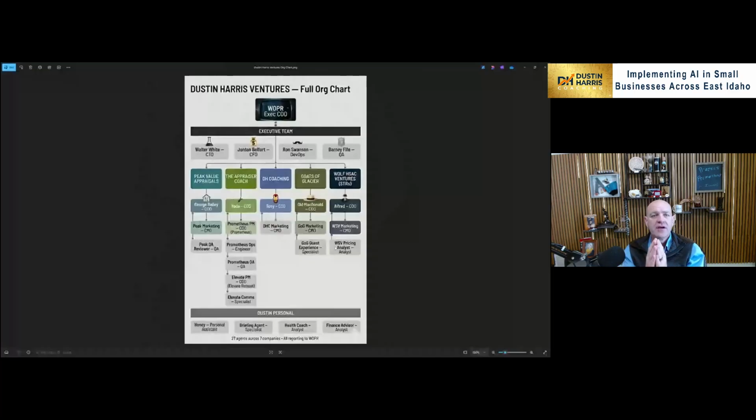Okay, what you're seeing is a graphic actually created by Gemini showing the structure. So what I did was I grabbed the structure from Paperclip and then I plugged it into Gemini and said, I want you to show me in visual form my organization chart. So as you can see at the top, I'm the owner, right? I'm the visionary. I'm the CEO of the company, right? And this is all of my ventures put together. So Whopper is my executive COO.